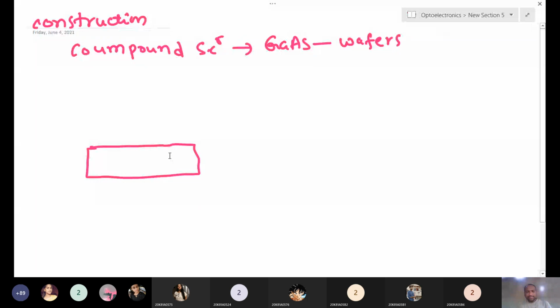N plus means heavily doped n type semiconductor. On this we will deposit a p type layer, p plus or p type layer, with moderate doping. Moderate means not heavily. This is heavily doped, high impurities are added. P moderate means moderately doped. So this is a PN junction.